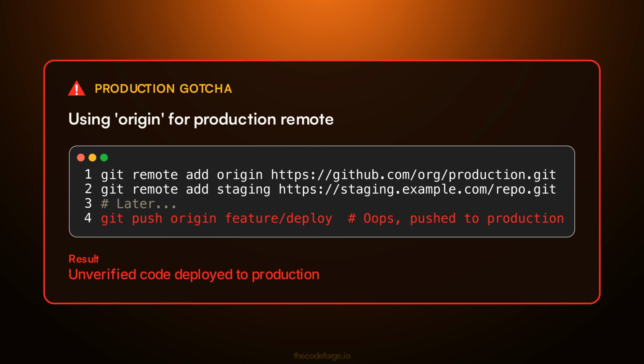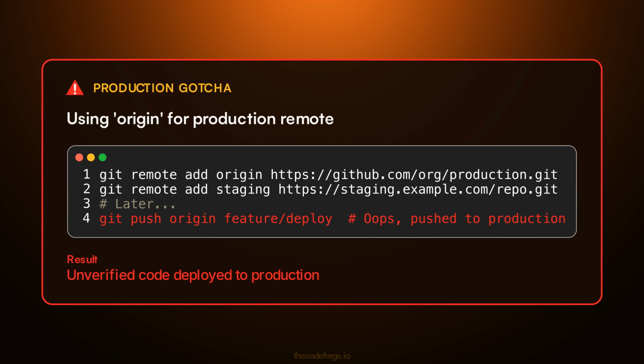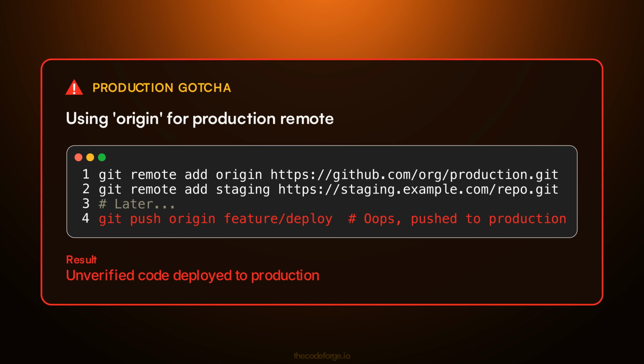The default remote name, origin, is dangerously ambiguous. If you have both production and staging remotes, origin could point to either. Always rename origin to something descriptive like production to prevent accidental pushes.